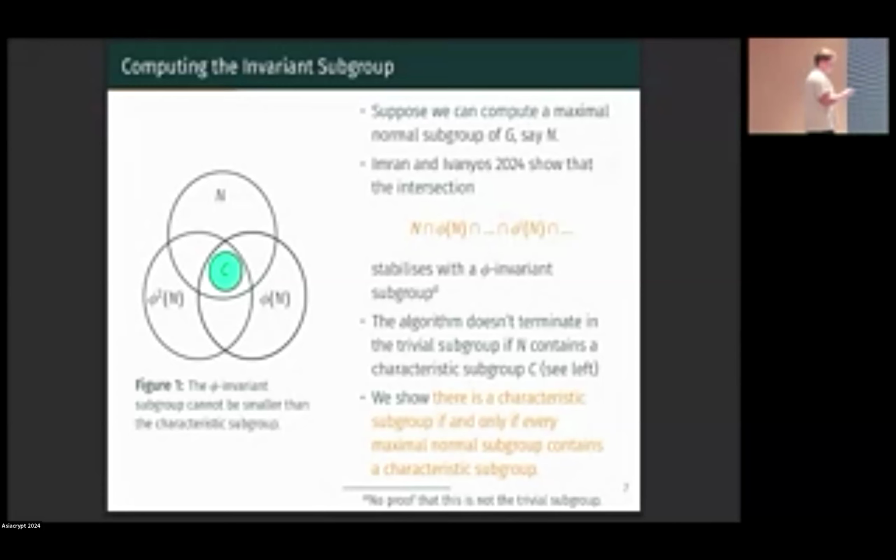But also, because of this equivalence, we get a way of detecting if we're in a scenario where we have a characteristic subgroup to start with or not. So in particular, if the phi invariant subgroup we come up with is the trivial group, we must have started with something that doesn't contain a characteristic group.